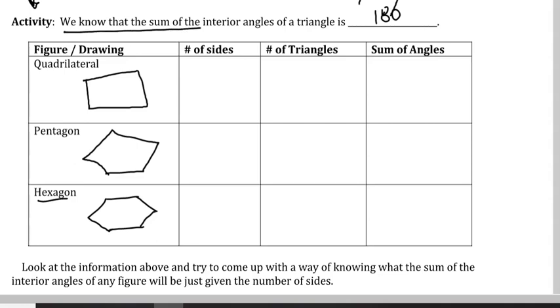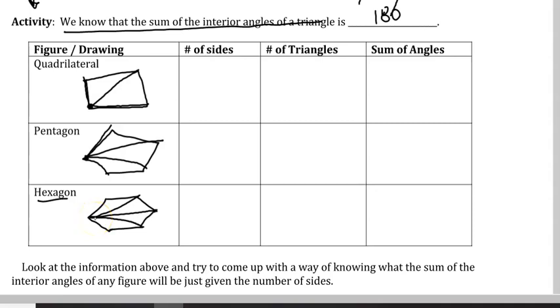Now we are going to use the fact that a triangle is 180 degrees to somehow figure out how many degrees the inside of these other figures are, the interior angles. And how we're going to do that is I'm going to start at any point and go to all other vertices. Start at one point and go to all other vertices.